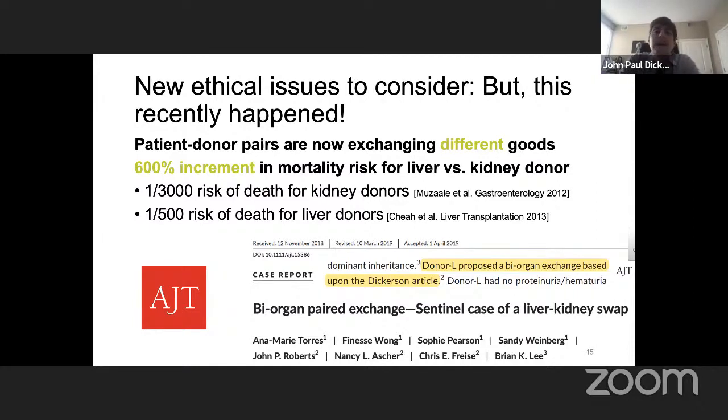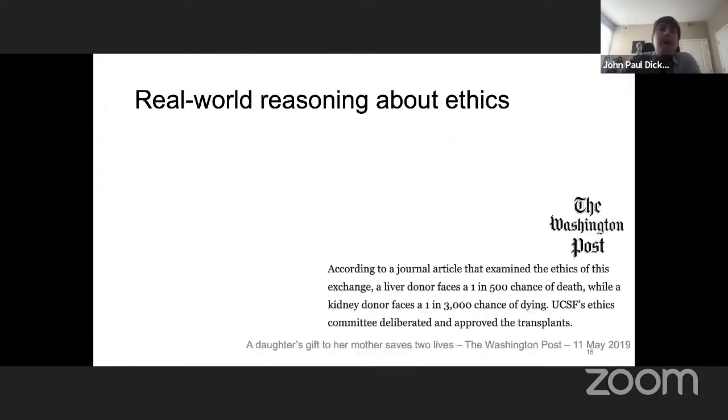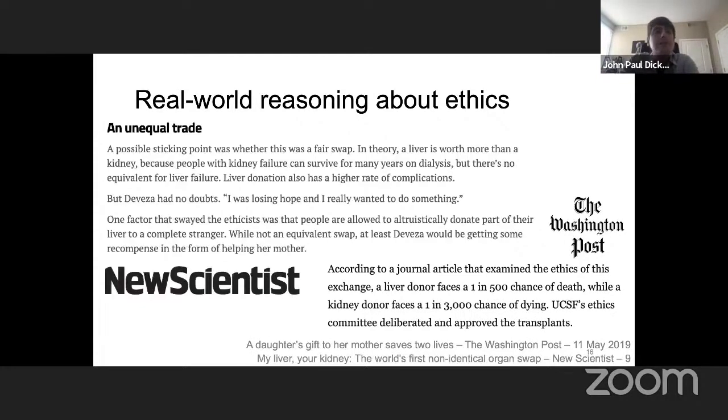So he started working with the ethics committee within his transplant center. And they discussed some of the issues that I've discussed here and decided it was okay. And the first bi-organ paired exchange occurred. A liver was exchanged for a kidney for the first time. So there was real world reasoning about ethics that occurred here. I have a couple of lines here from some press coverage, the Washington Post and New Scientist, discussing some of the ethical considerations that occurred in the IRB for this transplant center.